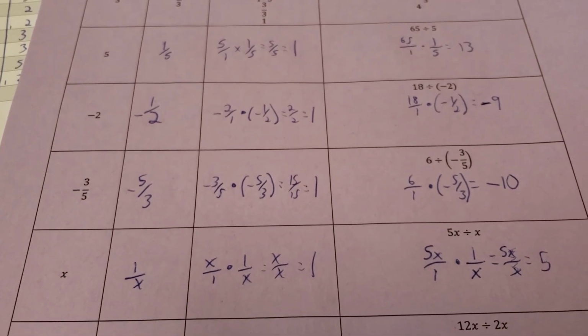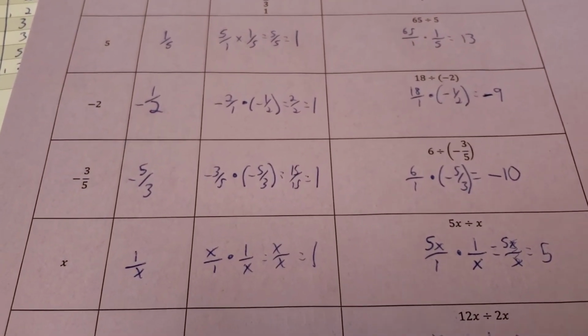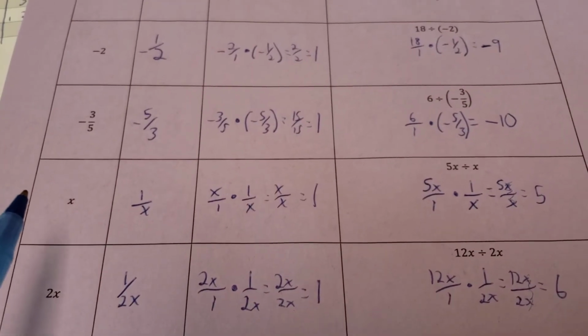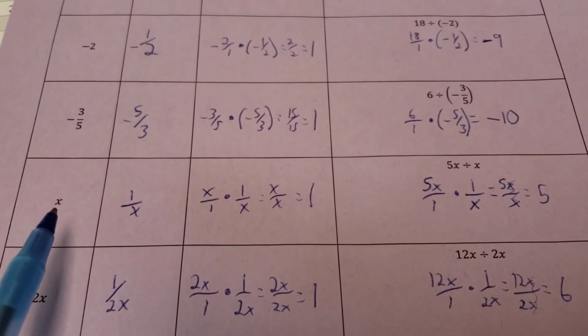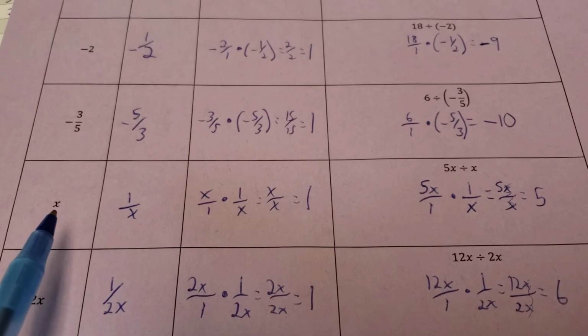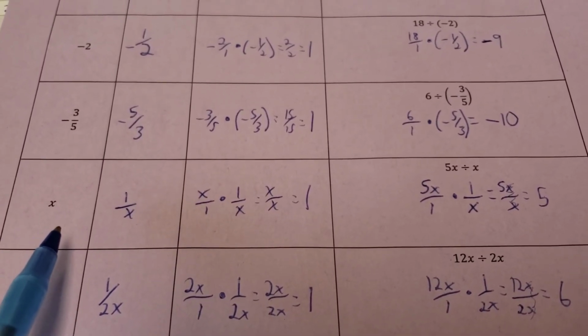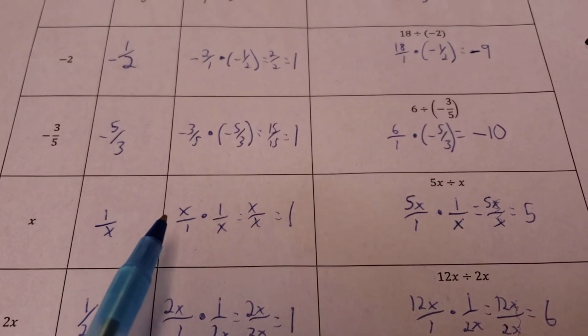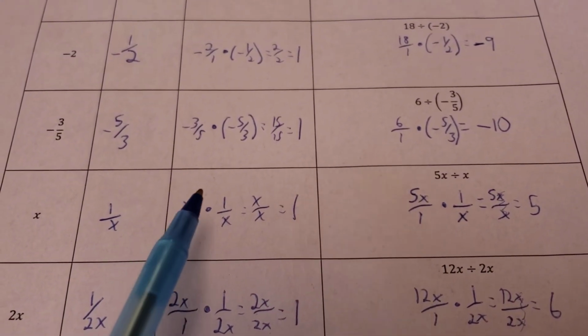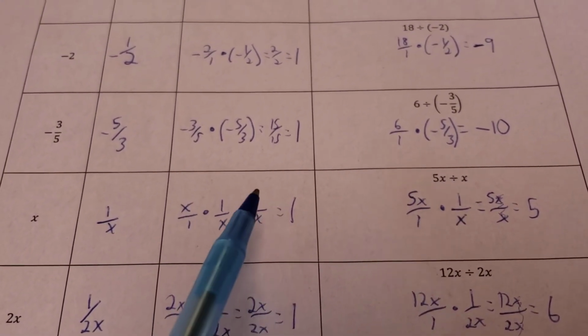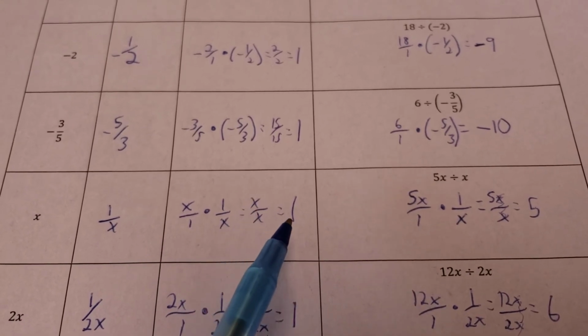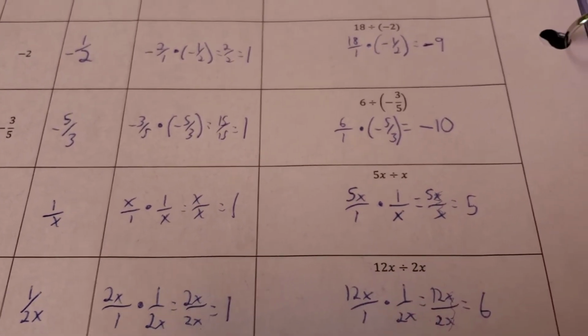I'm not going to go over every single one of these by any means, but one of the ones I did want to look at with you was down here. The multiplicative inverse or reciprocal of x, if you put x over 1, becomes 1 over x. And if you have x over 1 times 1 over x, you get x over x. So anything with the same top and bottom is 1, same numerator and denominator. Now, how does this work over here?